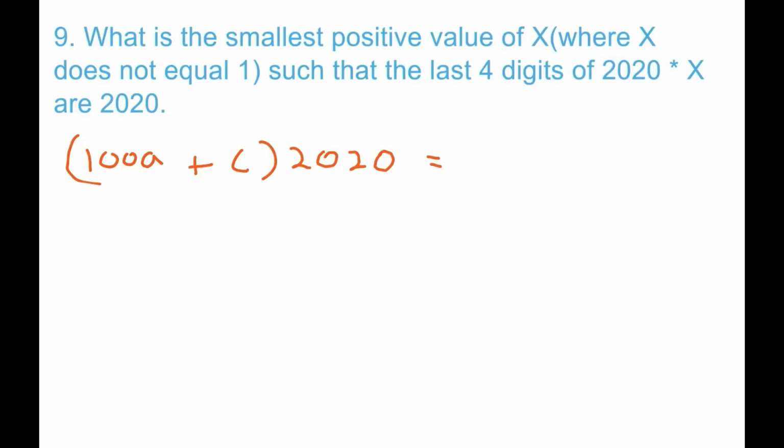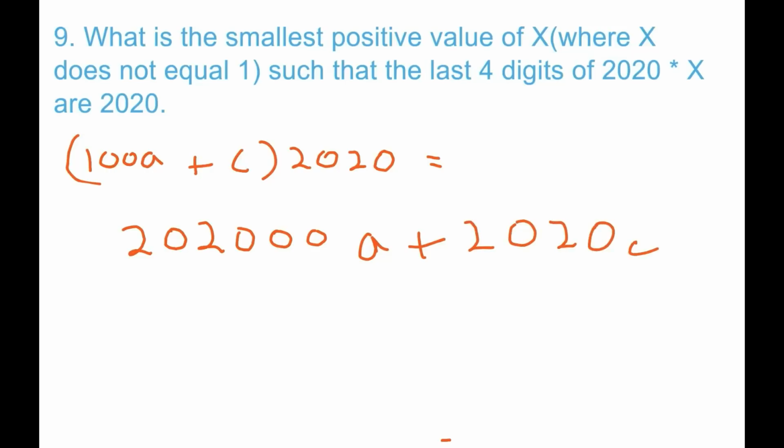This gives us 2020 times 100, which is just adding 2 zeros to the end, so multiply that by A, plus 2020 C. Now here, these 2 digits don't matter because we're only looking for the last 4 digits of the number. We want the C to equal 1 so that these last 4 digits are 2020. So let's let the C equal 1.